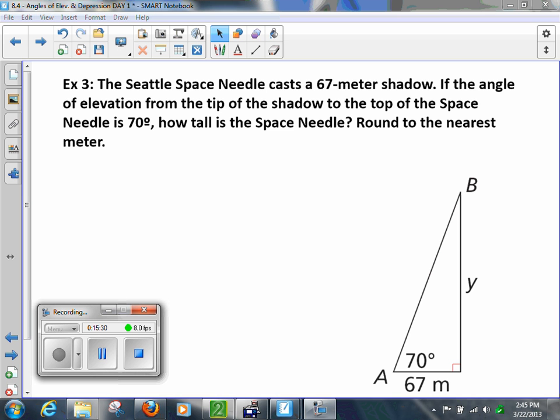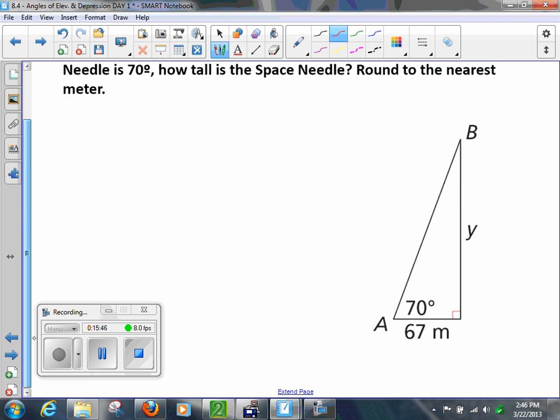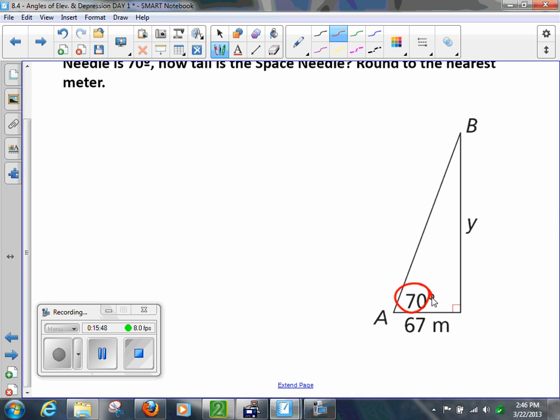Folks, do I even need the word problem to be able to solve this? No. You're going to do the same thing as you did yesterday. Y is the opposite side because I'm going to circle 70, right? So I've got my hypotenuse. Y is the opposite. 67 is the adjacent.